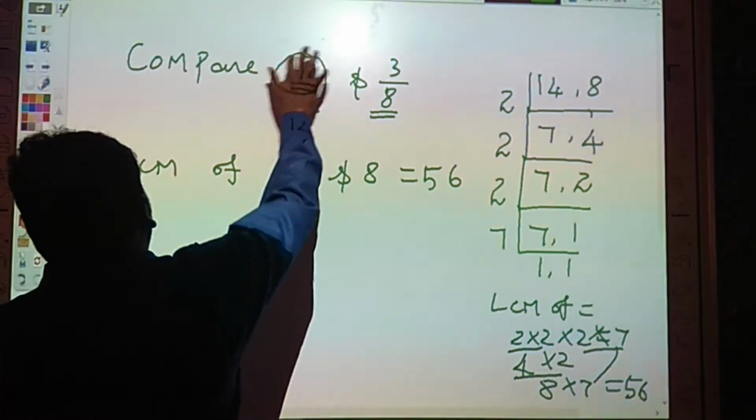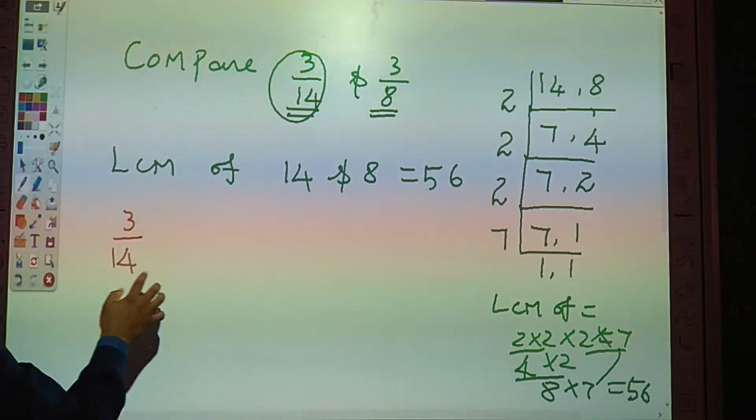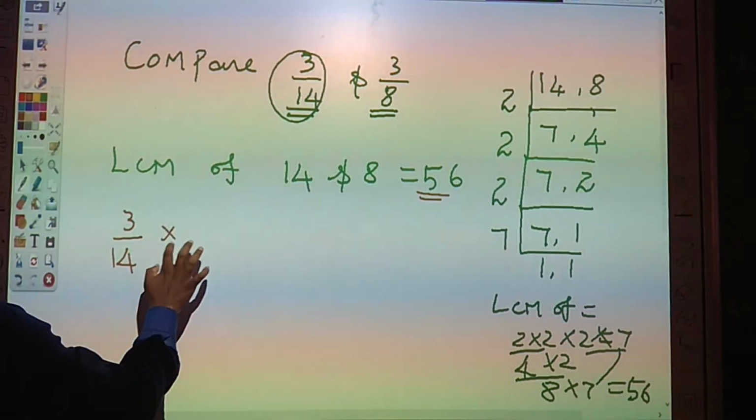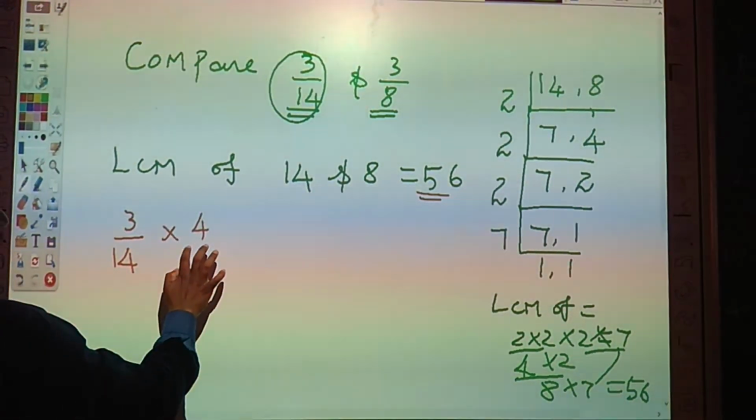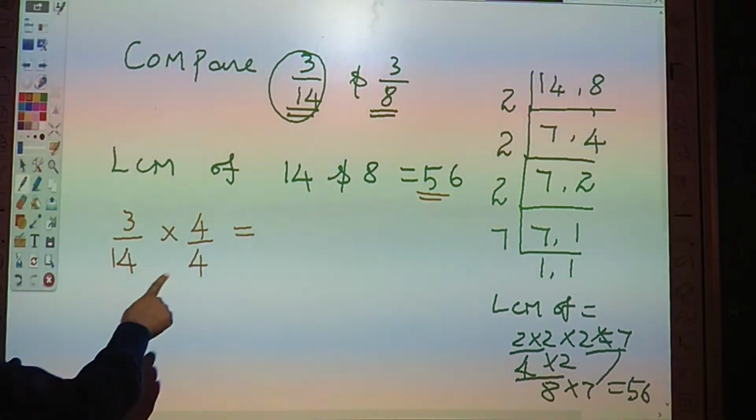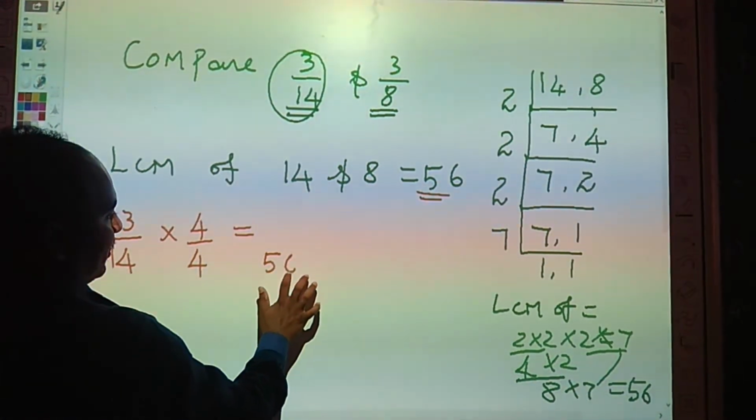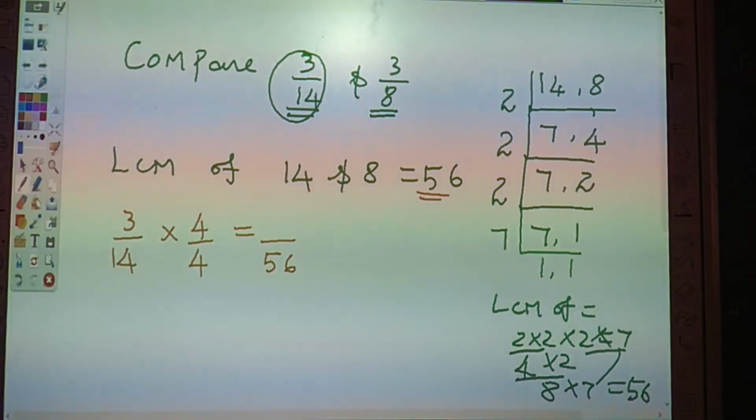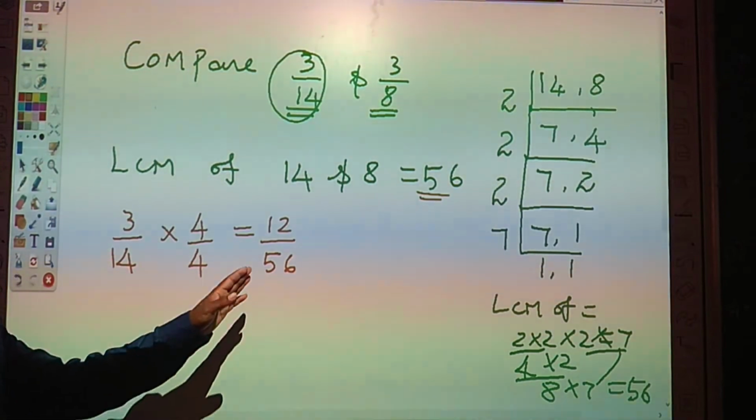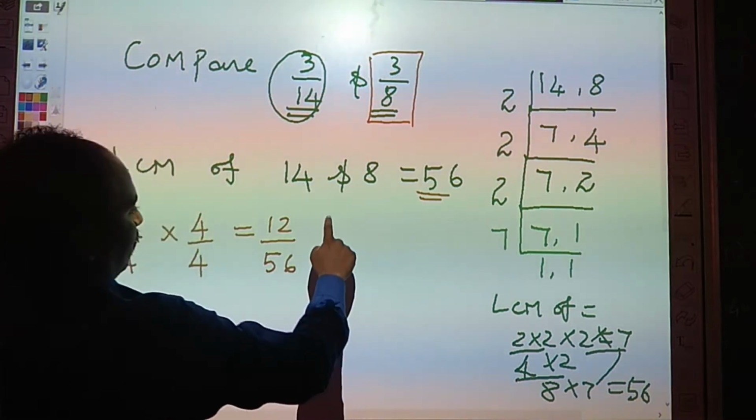The first term is 3 by 4. We want the denominator 56, so we multiply using the fourth table, numerator and denominator. 14 into 4 is equal to 56. And then 3 4s are 12. So the first one's answer is 12 by 56. And the next one, 3 by 8.